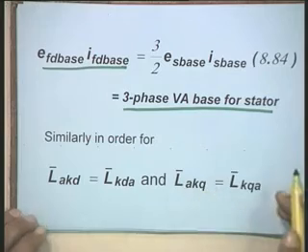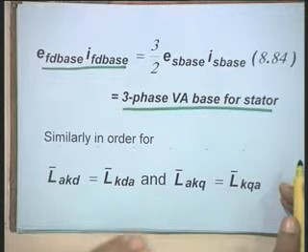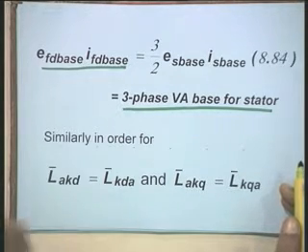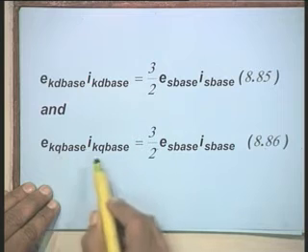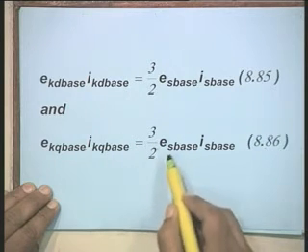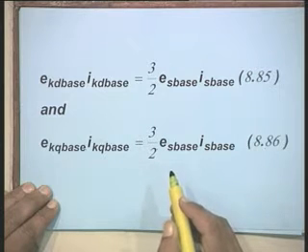Okay. Now, a similar exercise has to be done for the quadrature axis stator winding and the quadrature axis amortiguer, because so far we have talked about the D axis. Here also we establish the relationship, and that relationship is that EKQ base into IKQ base is equal to 3/2 ES base into IS base. Now, this quantity is nothing but the 3-phase VA base for the stator.